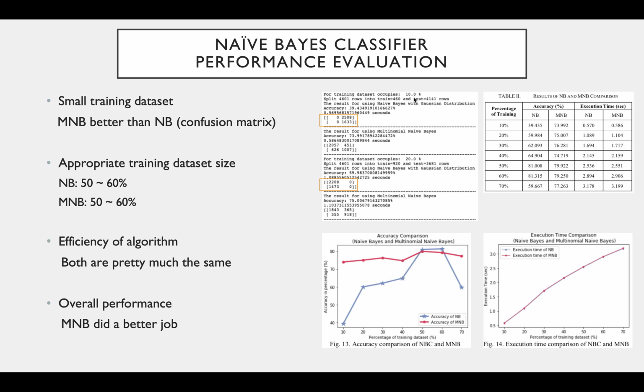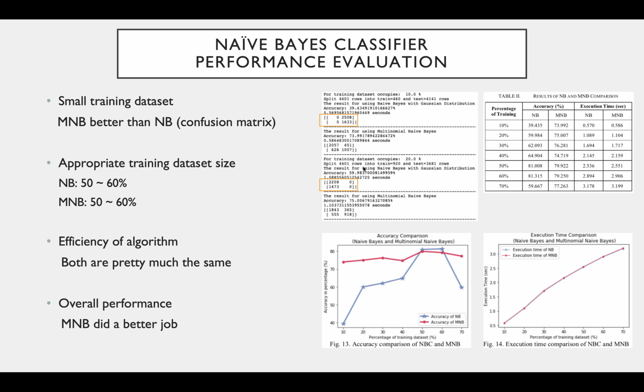However, you can see that for the multinomial naive Bayes, we have values inside all four elements of the confusion matrix, both for 10% and 20% training data sets. Second, we can observe that the appropriate training data set size for both naive Bayes and multinomial naive Bayes is 50 to 60% as training data sets.